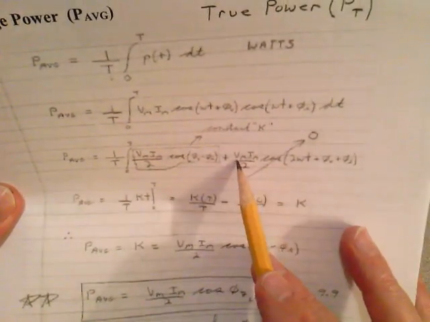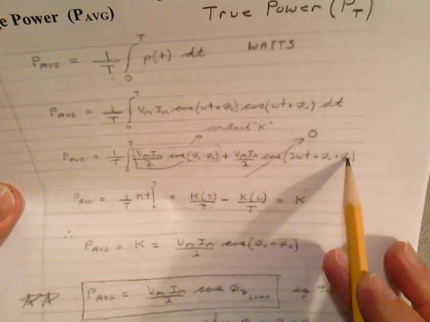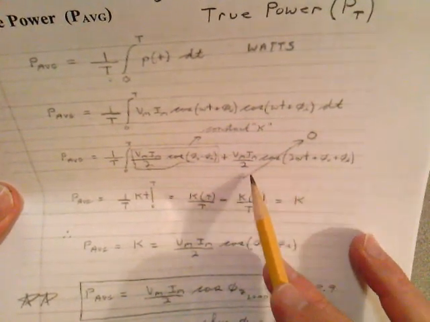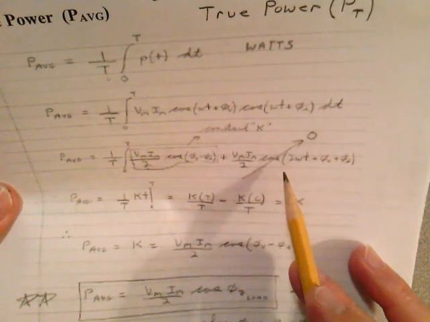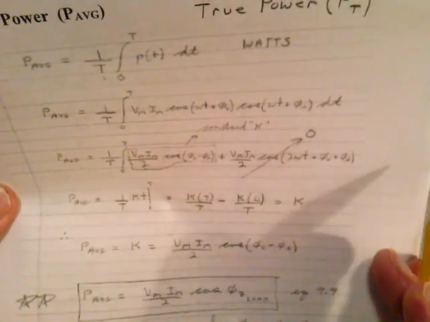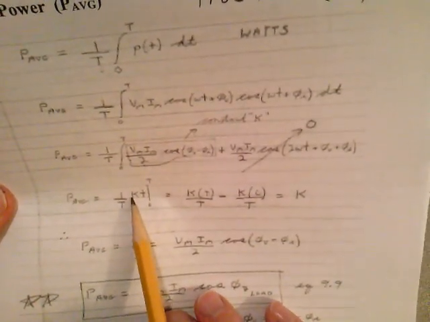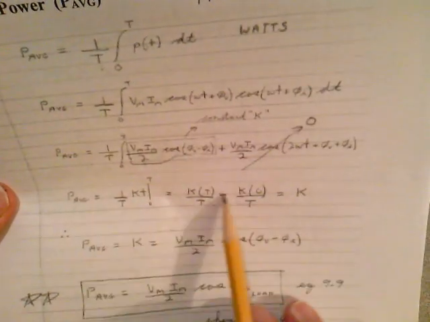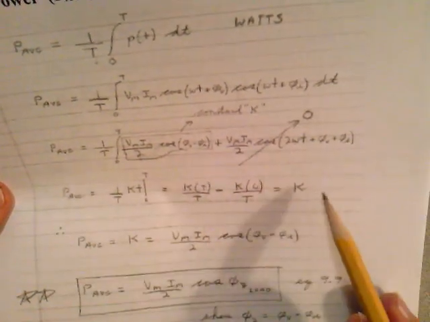And this value here, when you integrate this over a period, it goes to 0. If you integrate this over a period, it has omega in it, it just goes to 0. Think of that. There's area positive, there's area negative. They cancel out. So this whole thing goes to 0. So all you end up doing is integrating this constant, 1 over T times k t, evaluated from 0 to T. Well, if you go through that, you end up just with the constant. The average power is simply whatever that constant was.